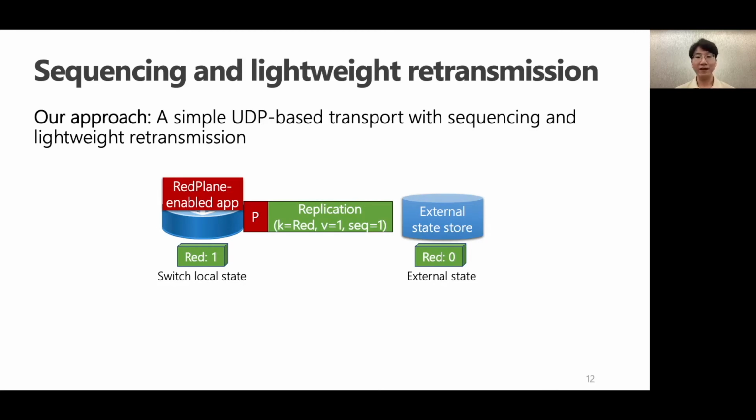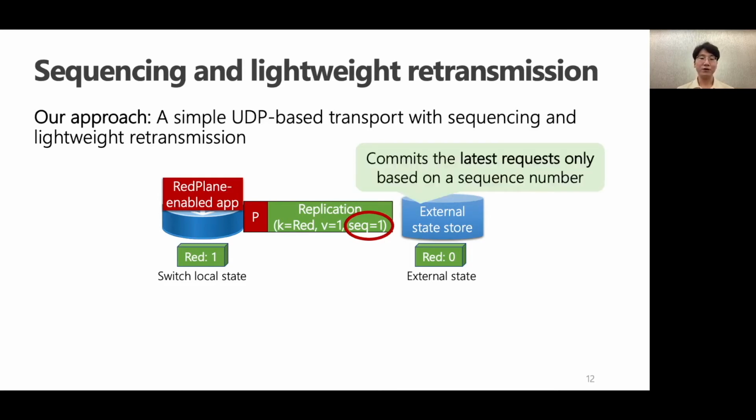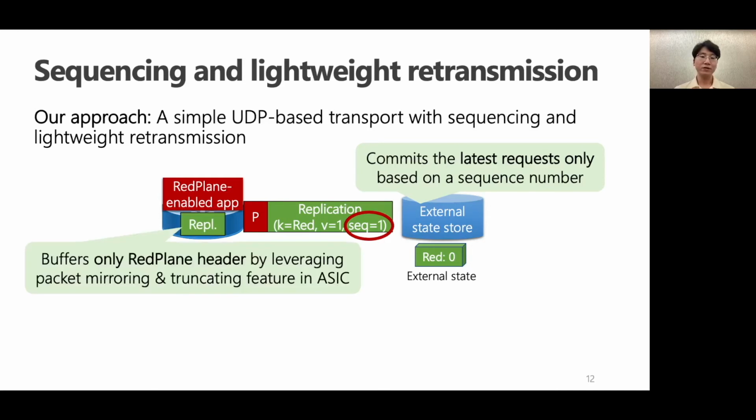Instead of building a full-fledged reliable transport, we build a simple UDP-based transport that supports message sequencing and lightweight retransmission. With message sequencing, when the RedPlane runtime sends a replication request, it puts a monotonically increasing sequence number on the request. And then the state store accepts and commits the request only if the sequence number is larger than the previously committed one. To deal with possible request losses, the RedPlane runtime buffers only the replication header, which is only a few tens of bytes, by leveraging packet mirroring and truncating features in the switch ASICs.